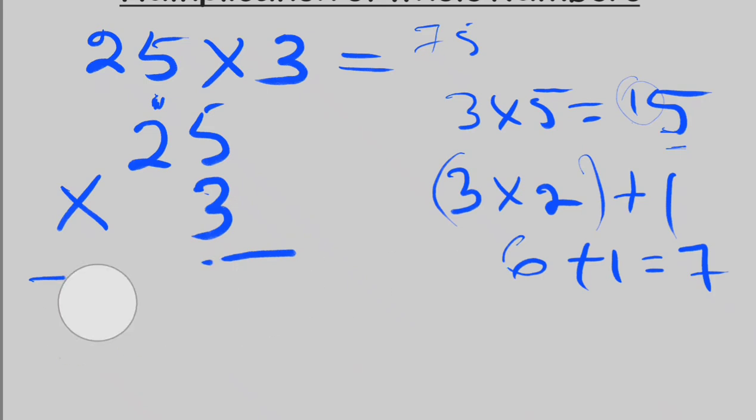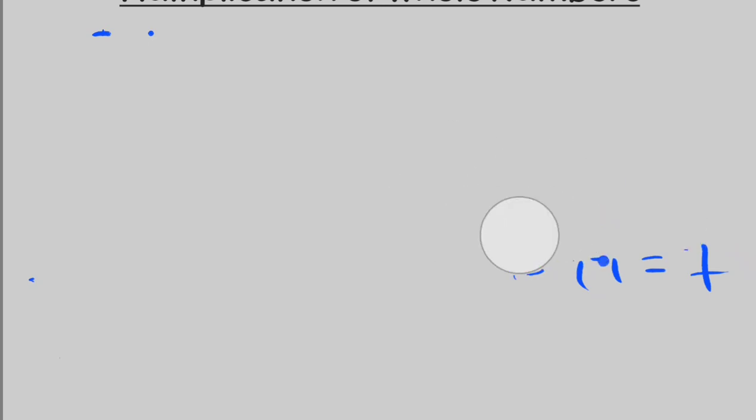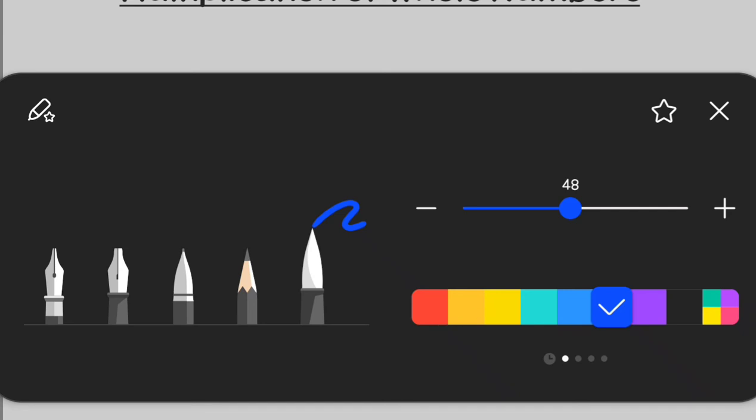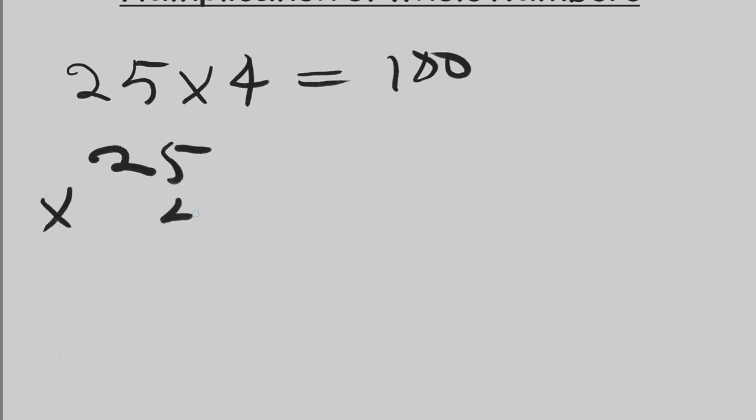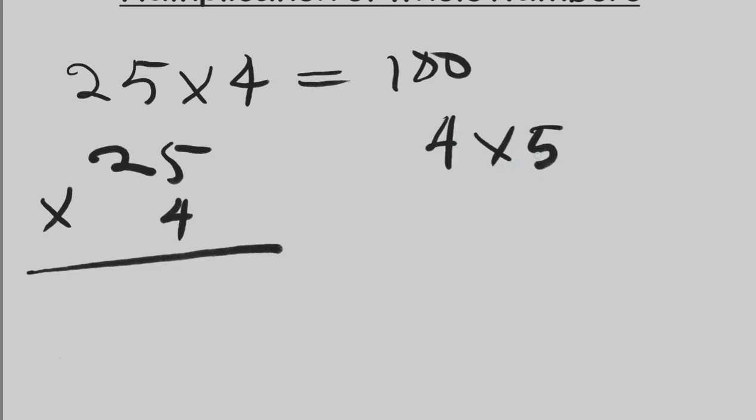Let's do another example. How about we do 25? I'm going to switch to black now. What about we do 25 times 4? 25 times 4 is 100. But how do we get 100? Again, let's use what we already learned. 25 times 4. Okay? So we're going to say 4 times 5. That's the first thing we do. 4 times 5 means 4 in 5 places. Add it together.